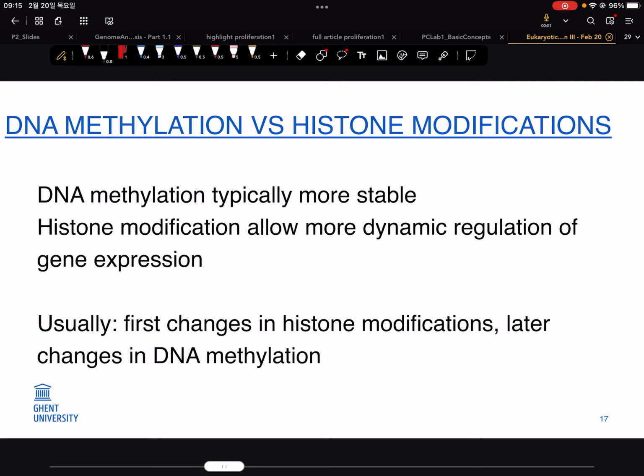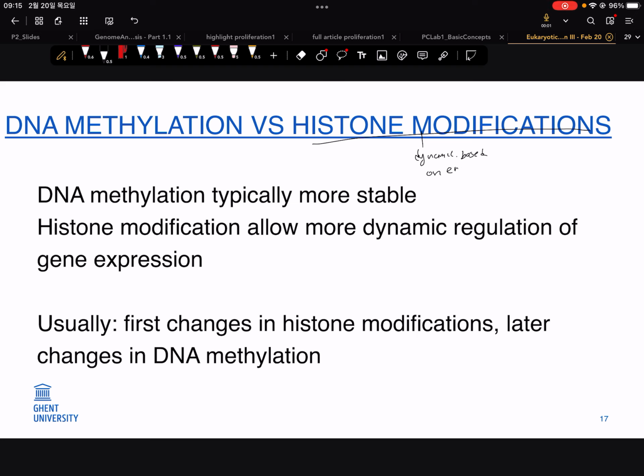Now last week we talked a lot about DNA methylation, and now you could ask the question, how do the two compare with each other? And we notice that DNA methylation is a bit more stable than histone modification. As I already said, histone modification is really dynamic and responds very easily to environmental cues. So it's a quick switch.